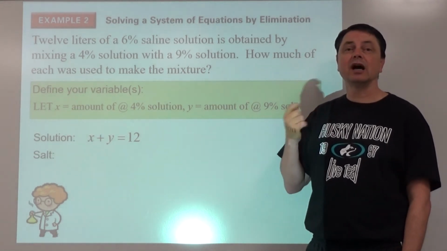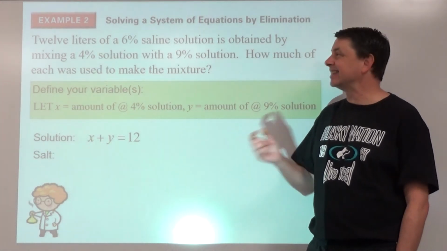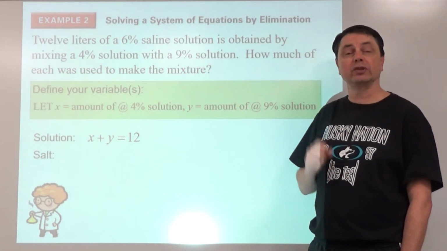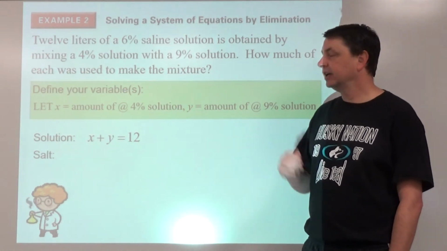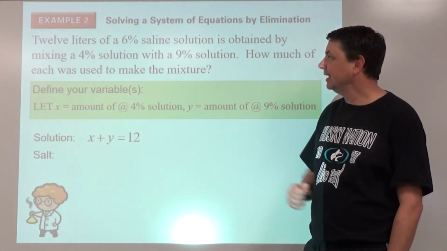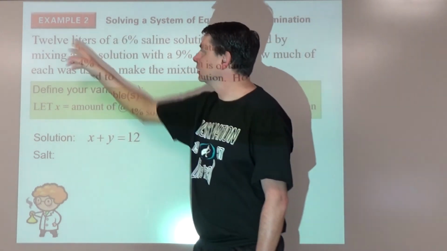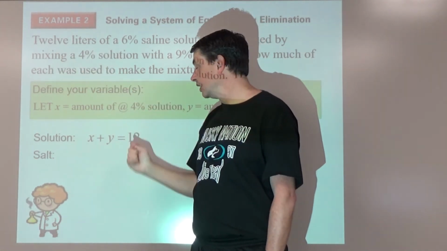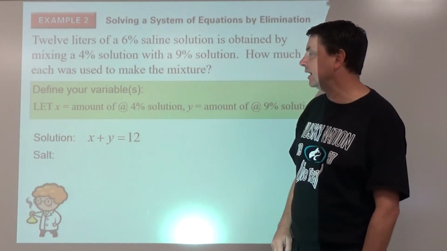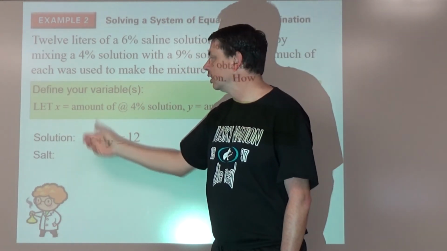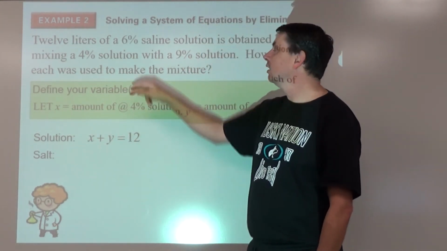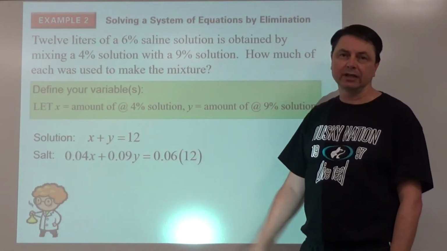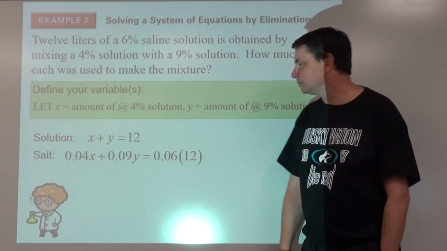We also have an amount of salt, as a saline solution is talking about a solution where there is salt inside. So the amount of salt is going to create our other equation. In the final part here, 6% of the 12 liters is salt. So 6% of 12 is going to be that right side. The left side, how much salt is in the 4% solution? 4% of X. So it's going to look something like that. That would be the setup.